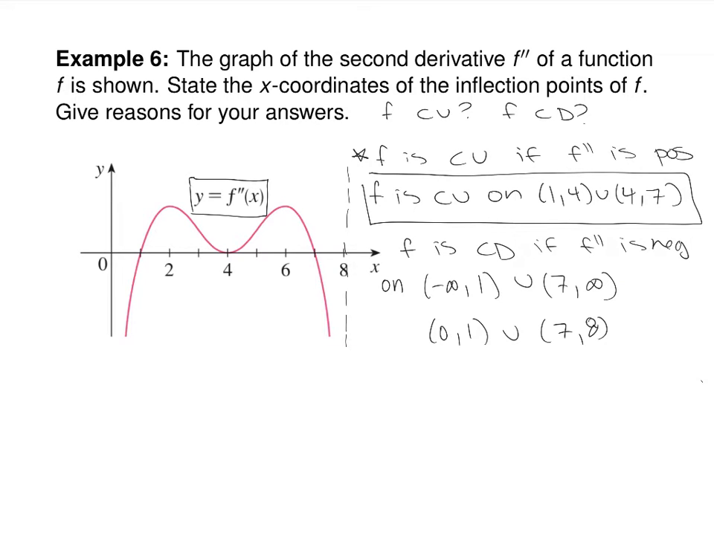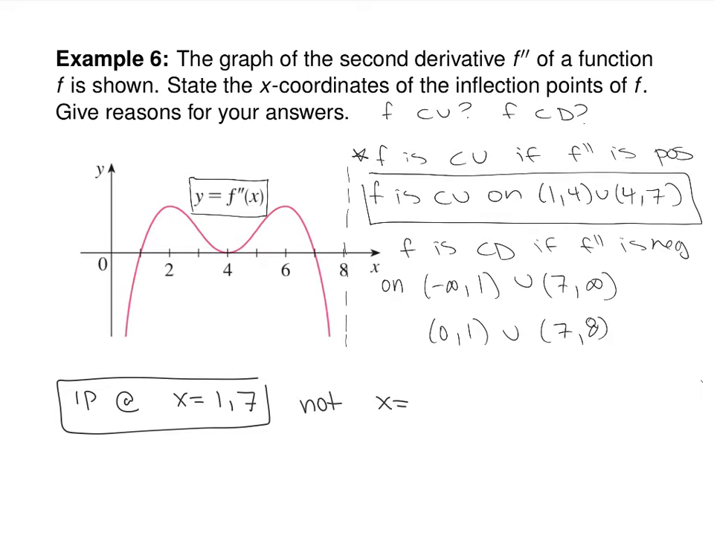Now, inflection points at x equals 1 and 7. And the kicker is not x equals 4, because the function was concave up and stayed concave up. Does that make sense? Even though the second derivative was 0, there wasn't an inflection point there. It wasn't enough. There was no sign change.